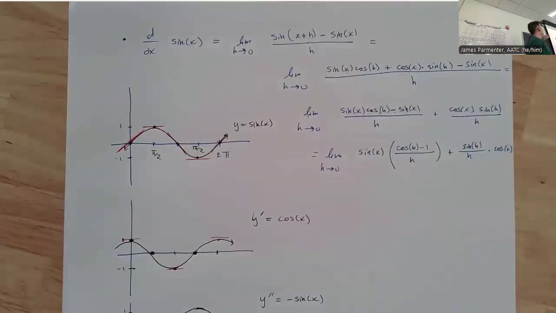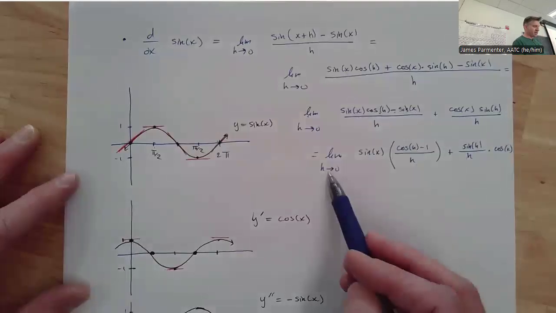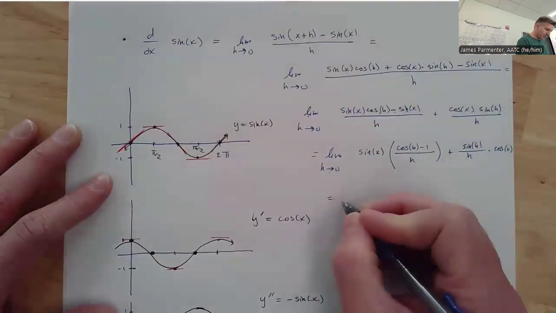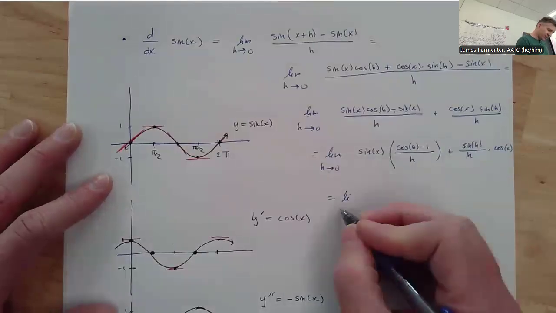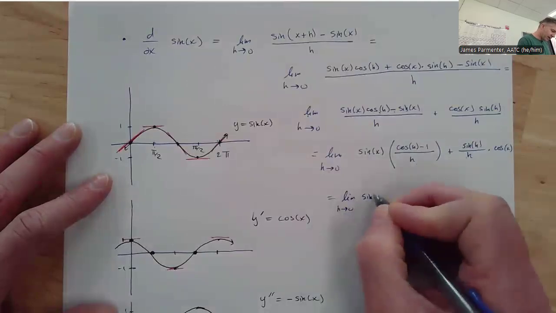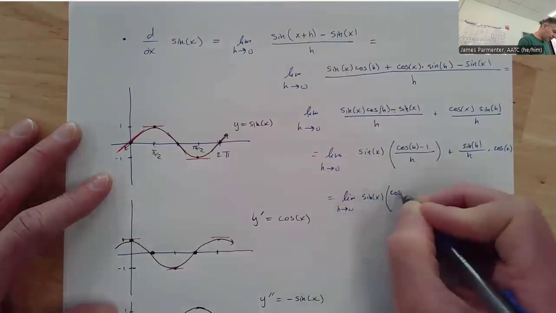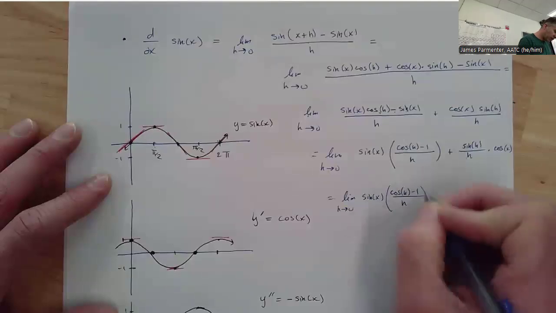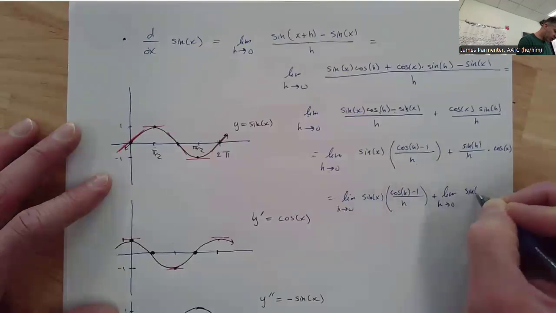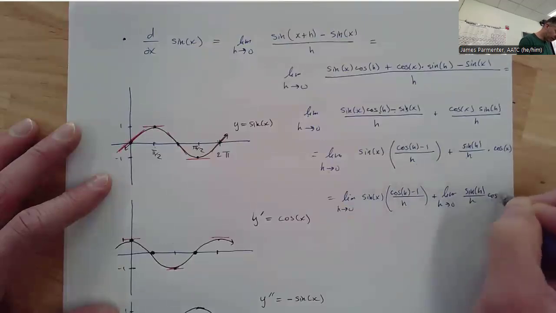I will point out this is a place where we're using some of those limit rules that we didn't really talk a whole lot about. Because what we're really doing here is saying the following. As far as h is concerned, in fact, let me actually back up. I'm going to break this up as, I'm slowly running out of room here, the limit as h goes to 0 of sine of x times cosine of h minus 1 over h plus the limit as h goes to 0 of sine of h over h times cosine of x.